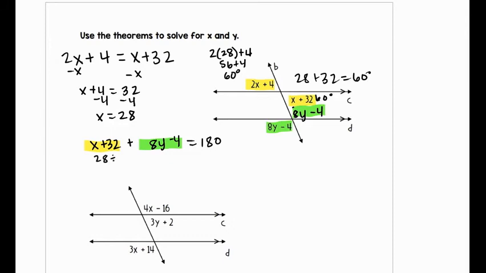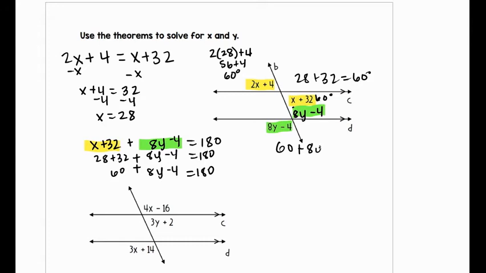We already figured out that 28 plus 32 was that 60-degree angle. And we're going to add that to our green angle and then solve for y. Because I've already solved for x, this lets me solve this equation for just one variable and not having to deal with two. So I'm going to move this problem over here.